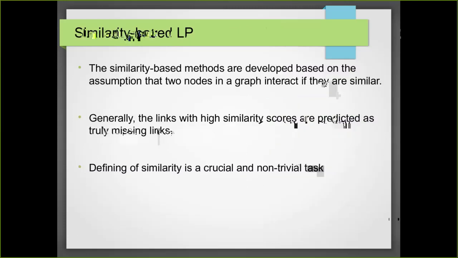As I said, similarity-based methods work on the assumption that two nodes in a graph interconnect if they are similar. So if the similarity score is higher, the probability of the two nodes being connected is higher. But the definition of similarity is a non-trivial and also crucial task, because the performance of the similarity-based method depends on how efficiently one can design the similarity function.